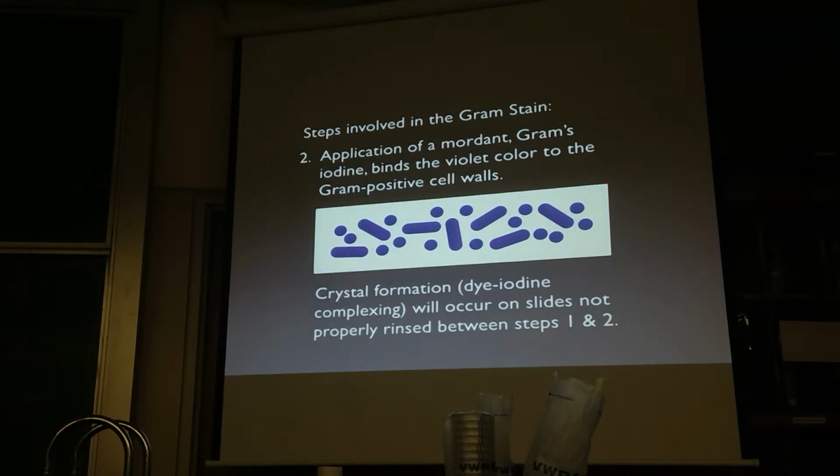You can sometimes see the crystals that form. If you put crystal violet on and don't rinse thoroughly before you put the Gram's iodine, the surface of your slide will be covered with crystals, these spiny looking things all over the place. So try not to do that.